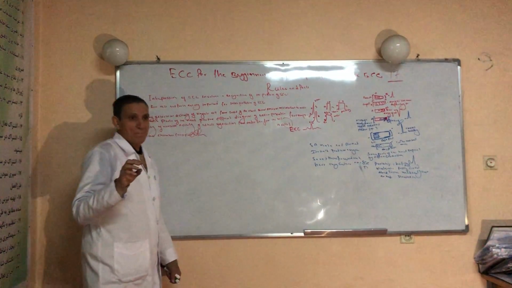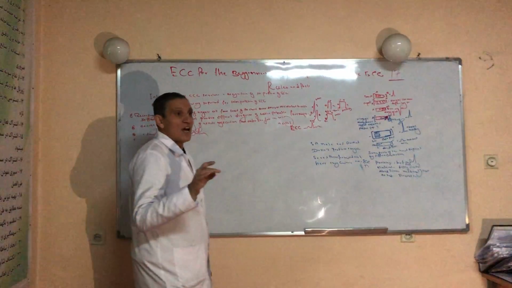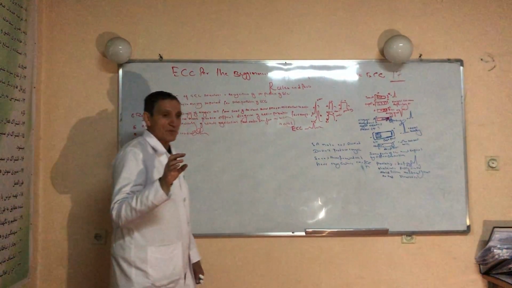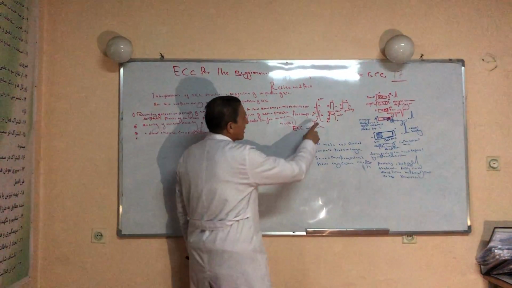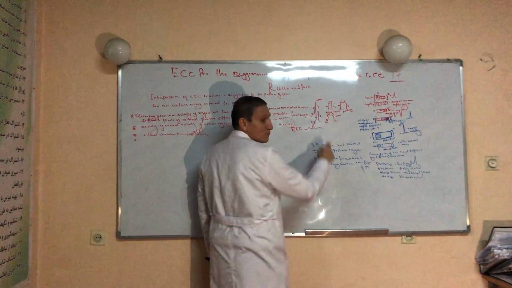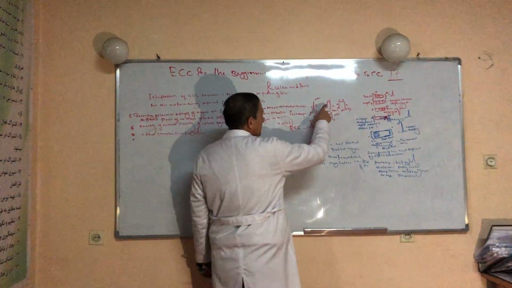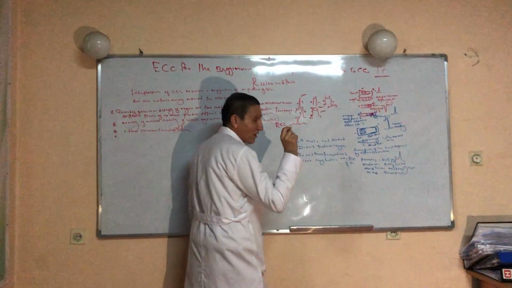Ventricular cells, atrial cells, and Purkinje fibers have a resting membrane potential of minus 90. This diagram represents the atrial action potential. In the atrial action potential, the plateau phase is present but small.